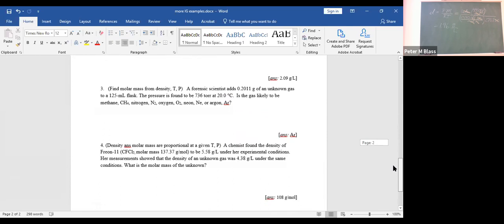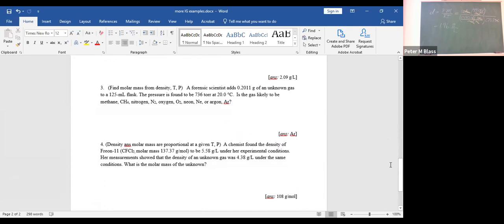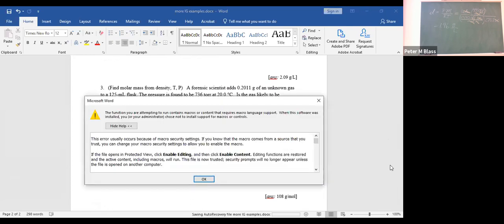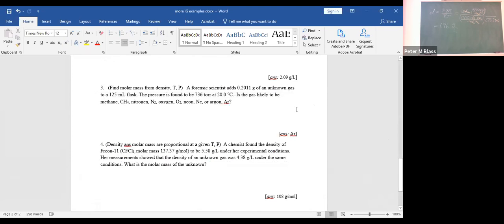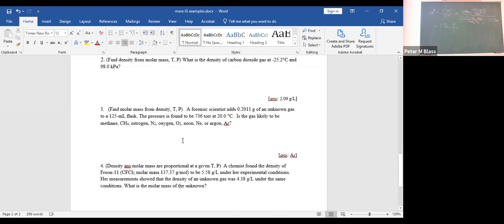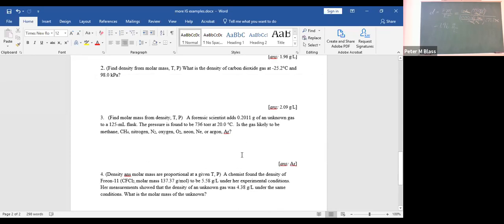A forensic scientist. Okay, let me write some of this stuff on the board. Oh boy, my computer's objecting to something here. Okay, hopefully that will go away. I've been getting that popping up quite a bit.